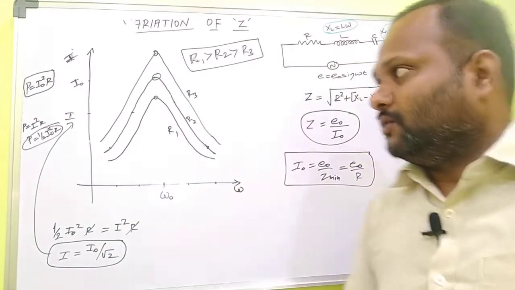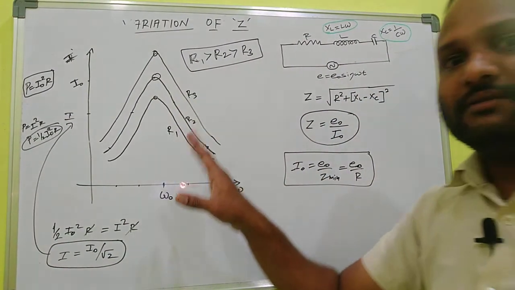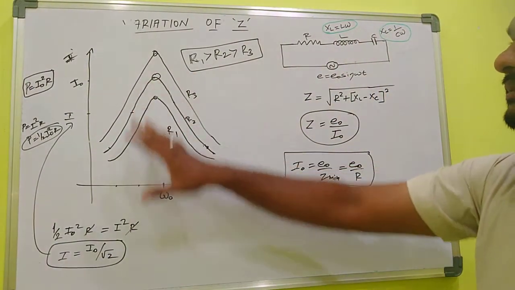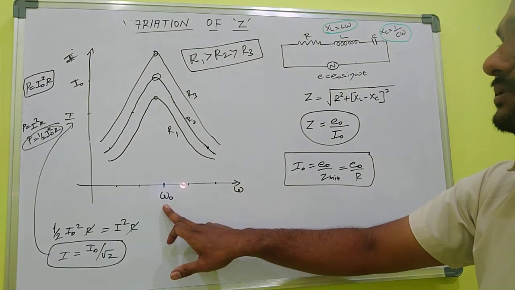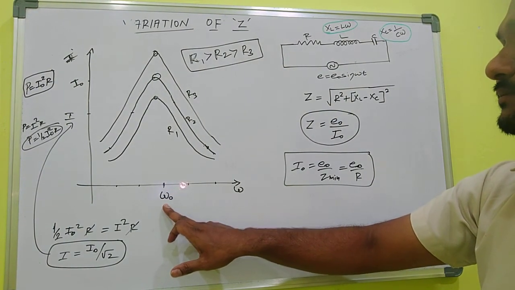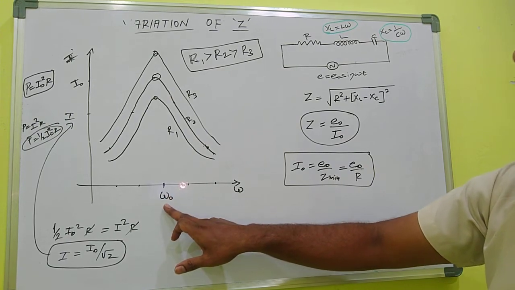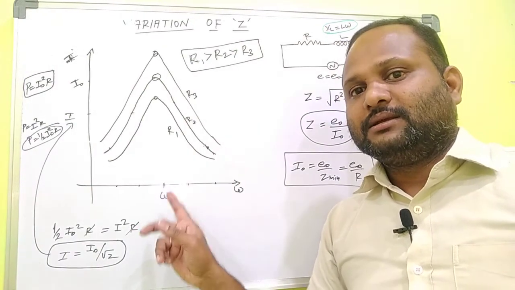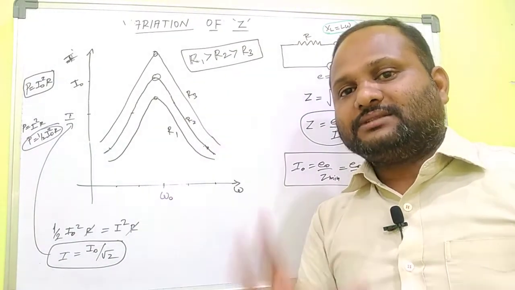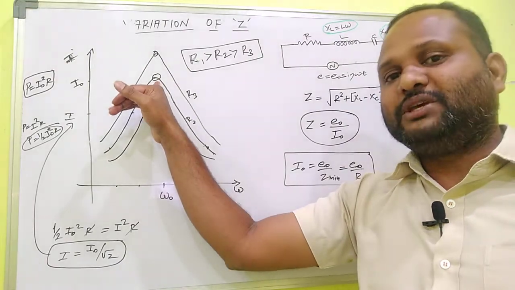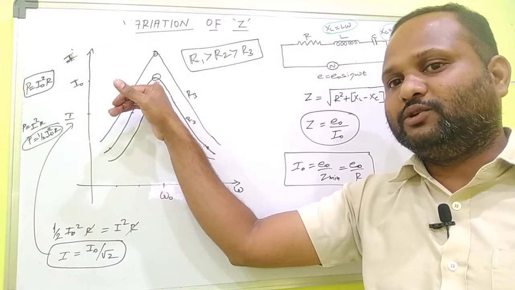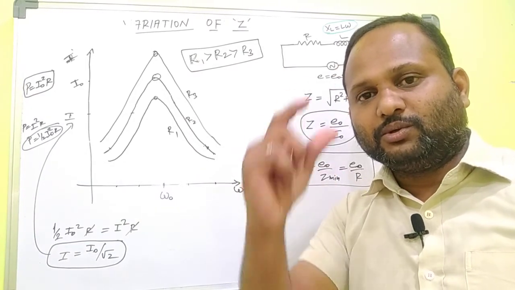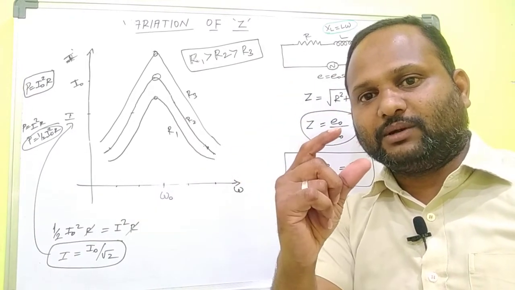Now let us discuss the final step. From this graph, at a particular frequency, the natural frequency and the applied frequency both match. Then there is a resonance condition. In the resonance condition, current reaches its peak value. That is, Z is minimum, impedance is minimum. Z minimum is equal to resistance, because the opposition is given only by the resistance.